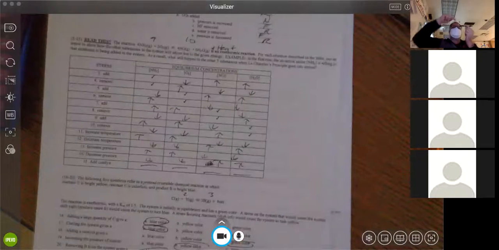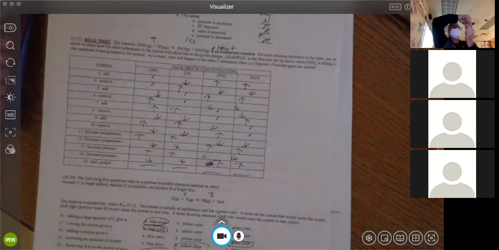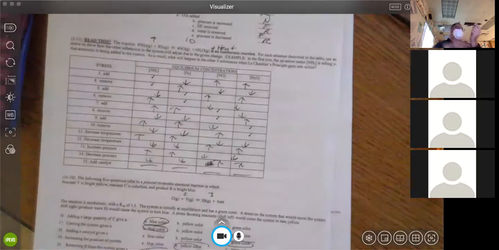So if we're adding something to this, we push down. If we add reactants, that makes more products and uses up reactants. We put it back at level. If we add products, we make more reactants and it uses up products. If we pull out reactants, it makes more reactants and uses products to do so.